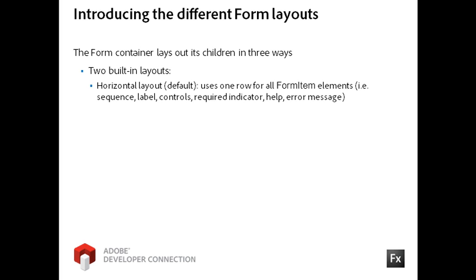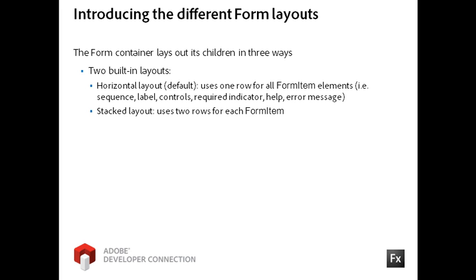The Spark form container lays out its children in three ways. There are two built-in layouts. The horizontal layout is the default layout of the form container and only uses one row for all the form item elements. In other words, it displays all labels, controls, required indicators, help, and error messages in one row. The stacked layout stacks all the form's children in a vertical display.